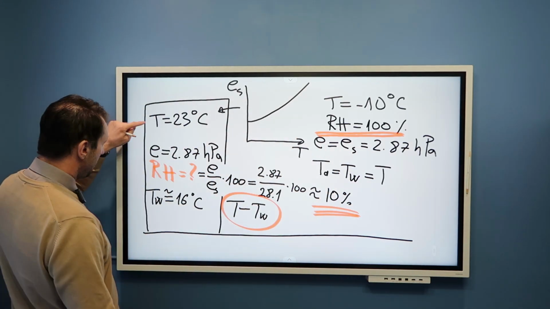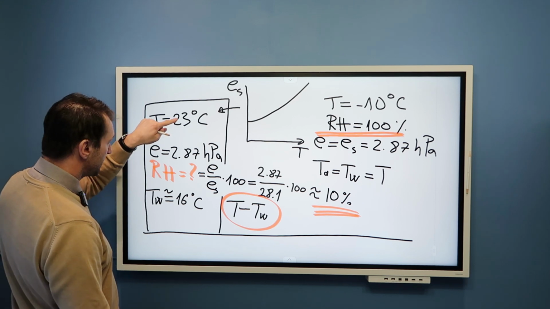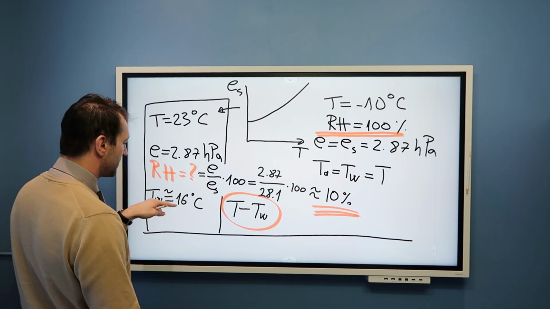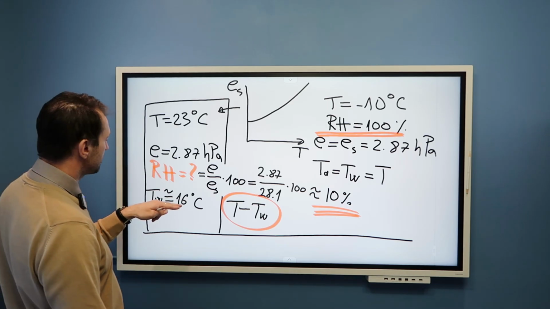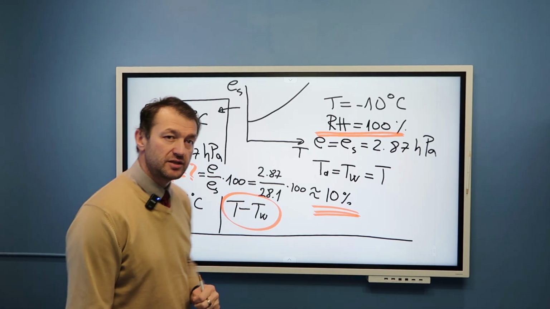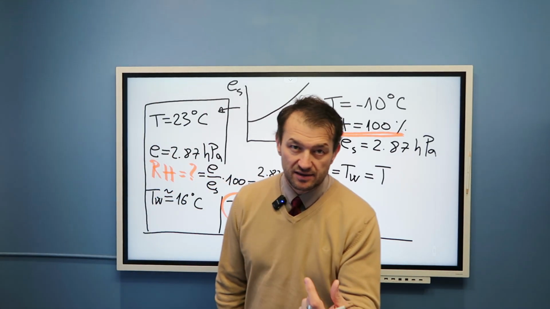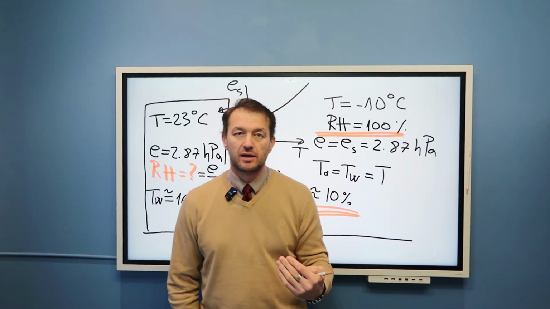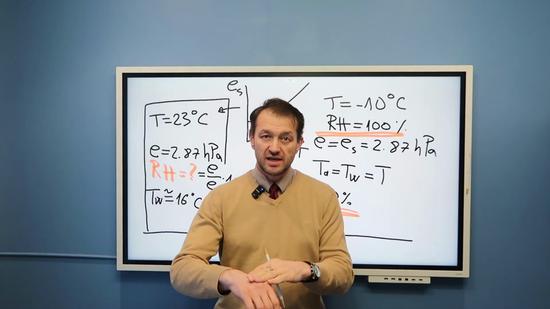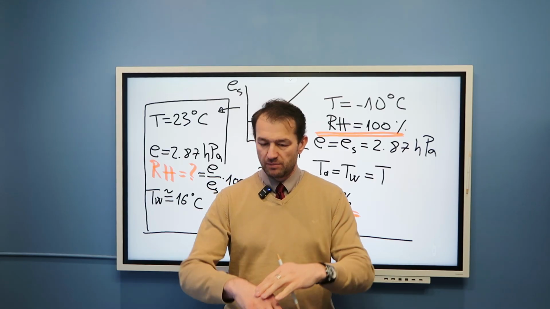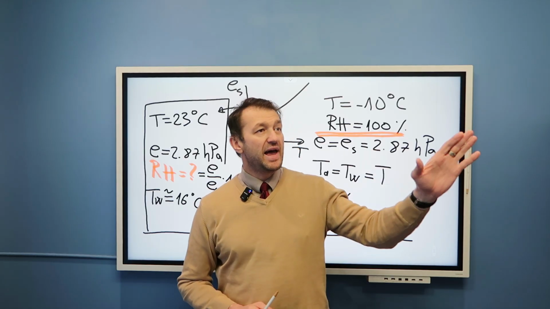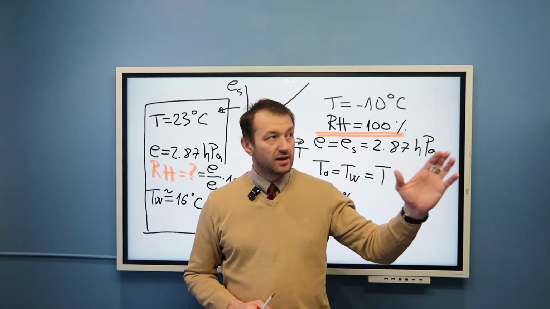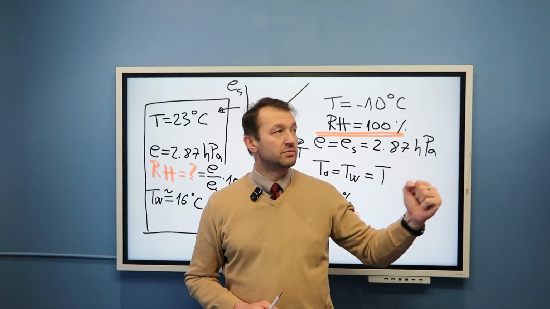But inside, actual temperature is 23 degrees Celsius. Wet bulb temperature is 16. What is this? This is 4 and 3, 7 degrees Celsius difference. And that means that potential for evaporation is huge. And that means that water from your skin will evaporate very easily, making your skin dry. Plants will evapotranspirate and start decaying.